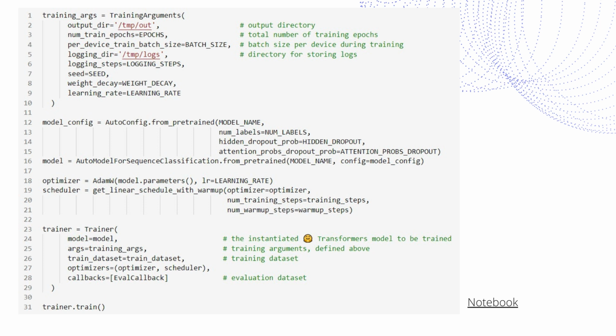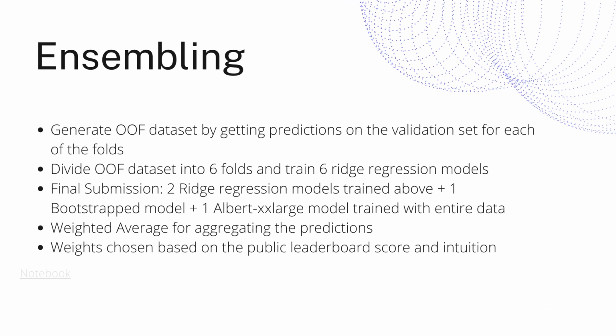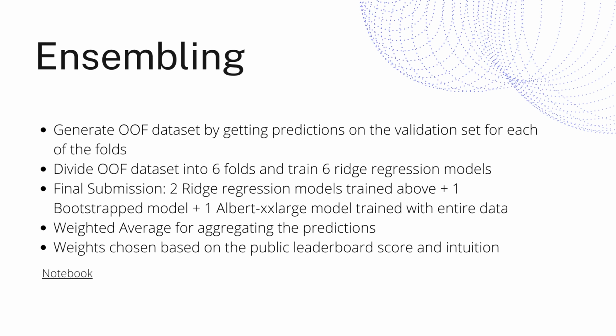So now let's move on to the ensembling part. I've also mentioned the corresponding notebook here. So first we generate an OOF dataset by getting predictions on the validation set for each of the folds. When we initially split the data into six folds, we had six validation sets and we had trained six models. So now we can predict on each of the validation sets and generate this out-of-fold dataset.